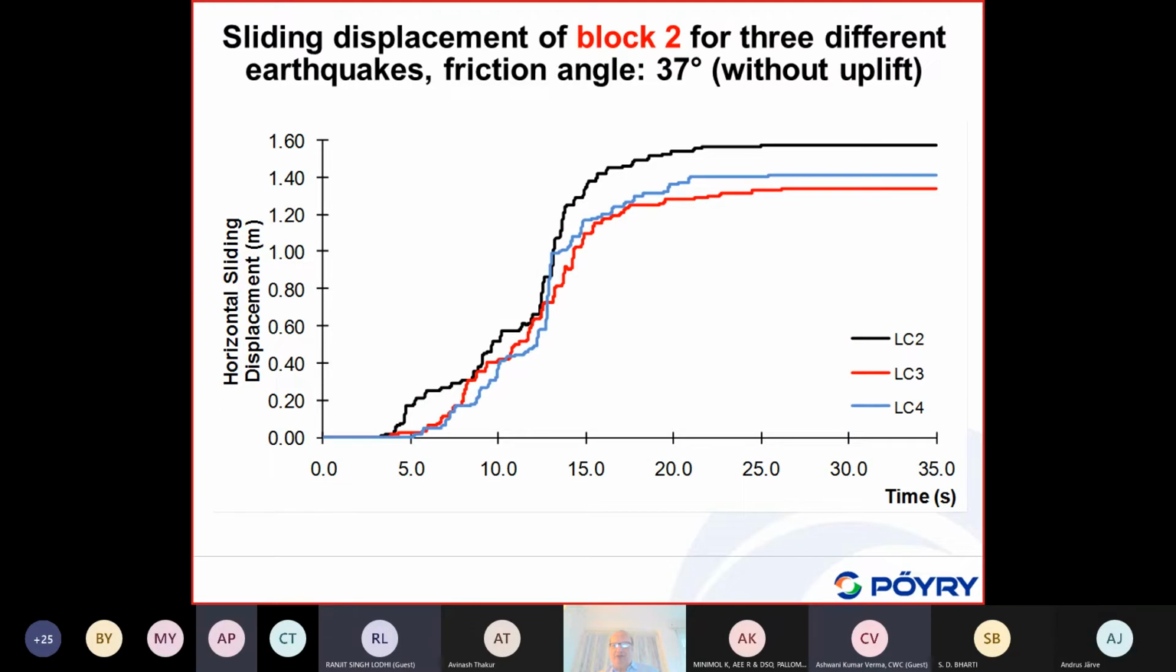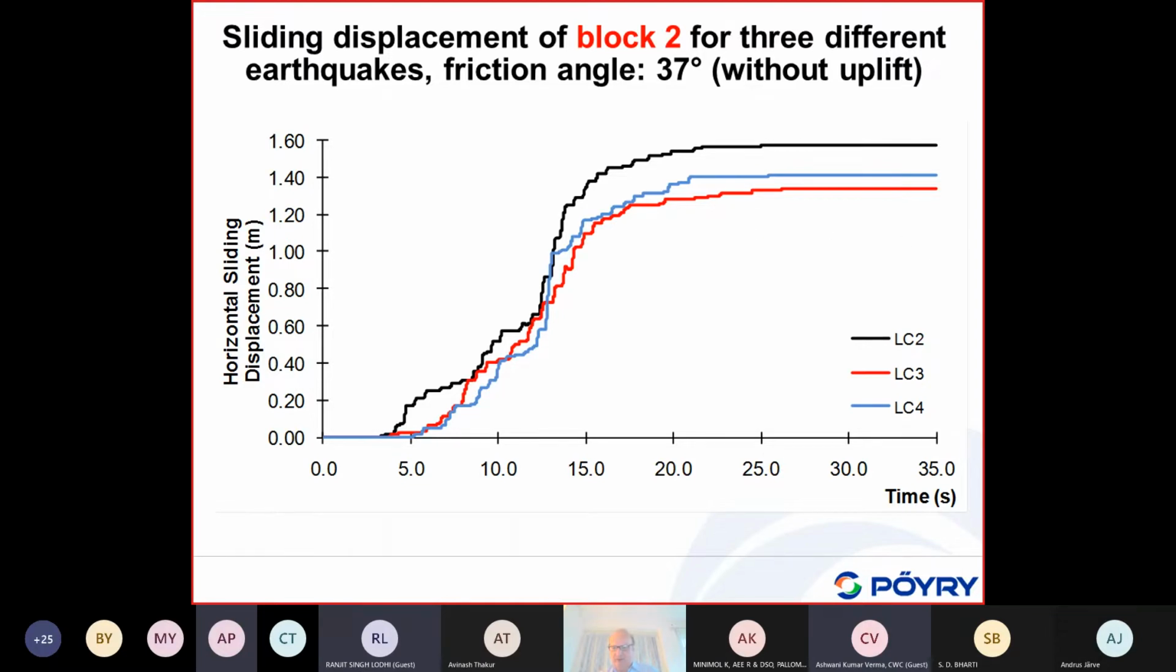Okay, now this is block 3, which is also near the top, but which is higher. And we see even for this higher block, we get movements of 1.6 meters. The top block was 2 meters. These are already big values, you know, it's not small.